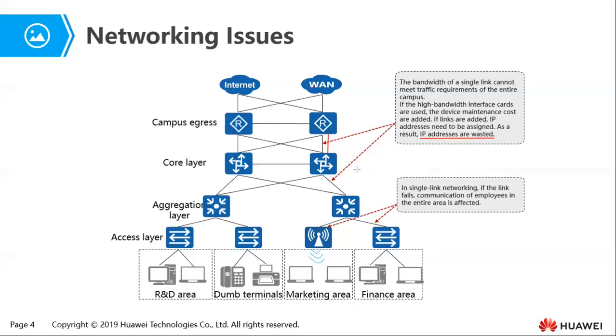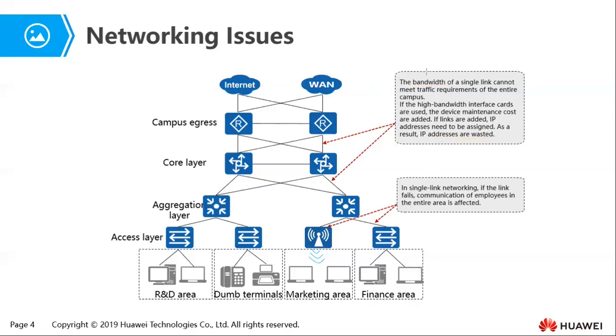That's the challenge and the network issues that you might consider when you're designing a network. Single links form what we call a single point of failure. Number two, they have issues with bandwidth. And if they're layer 3 links, they can also waste IP addresses. So what is the solution to single links?